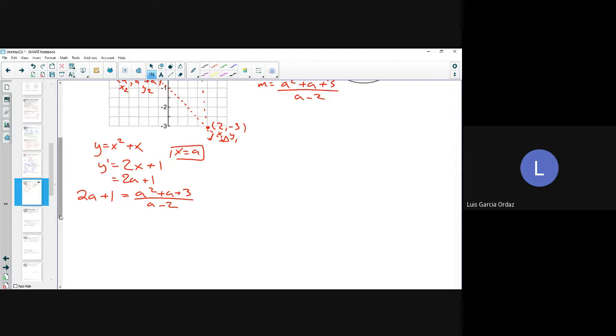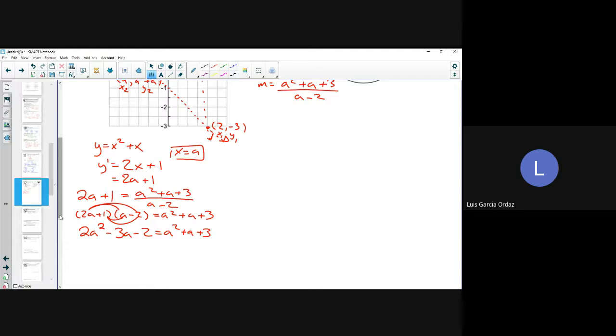Now what I can do is cross multiply to solve. So we're going to solve for a. So I get 2a plus 1 times a minus 2 is equal to a squared plus a plus 3. I'm going to FOIL, or distribute my binomials, and I get 2a squared minus 3a minus 2 is equal to a squared plus a plus 3.